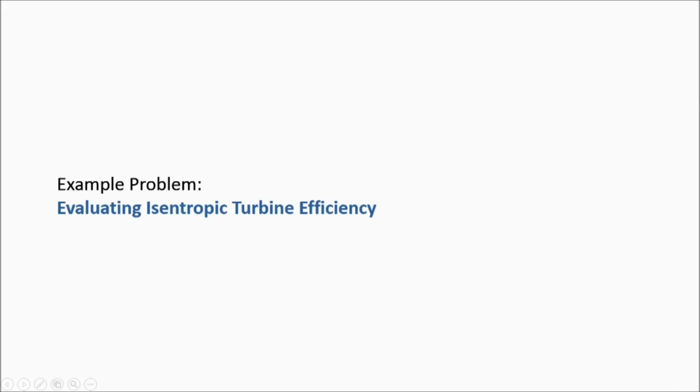This video is a step-by-step solution for the example entitled Evaluating Isentropic Turbine Efficiency. In this example, you will learn about analyzing the expansion process for air across a turbine at steady state. We will also learn how to compute the isentropic turbine efficiency.